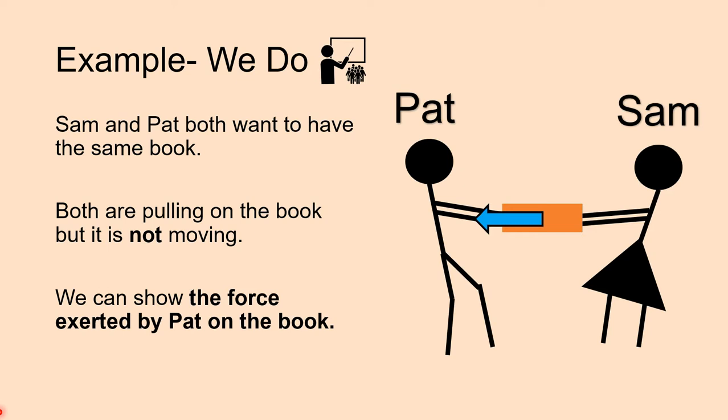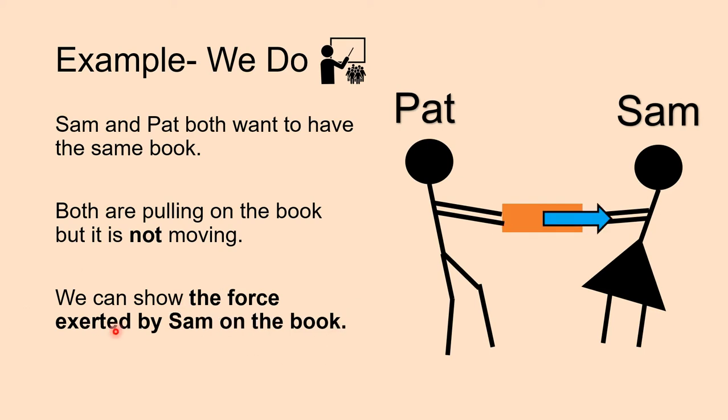We do. Have a go at drawing this little sketch out and having a go with me. So, Sam and Pat both want to have the same book. Both are pulling on the book, but it is not moving. We can show the force exerted by Pat on the book, and that's the arrow we have here. So pause the video and draw your diagram. Label your force arrow force exerted by Pat on the book, as written here.